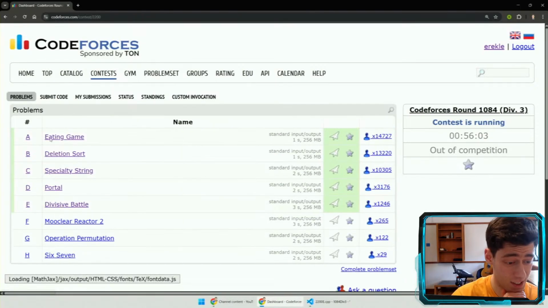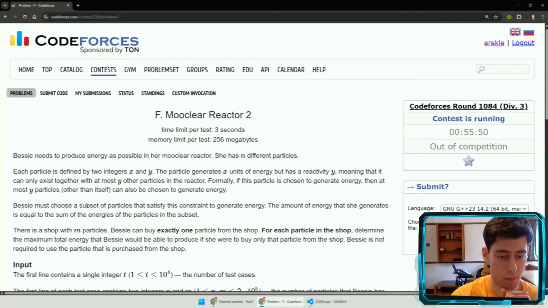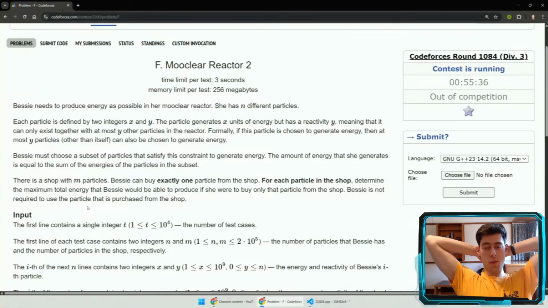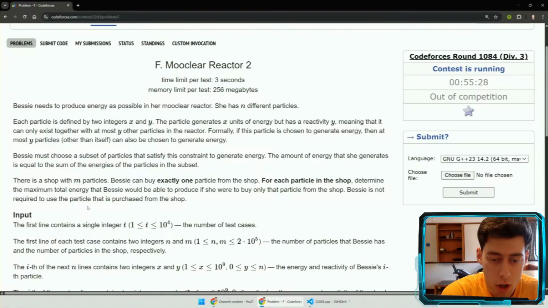I was instantly judged. Nuclear Reactor 2. Bessie needs to produce as much energy as possible in her nuclear reactor. She has n different particles. Each particle is defined by two integers x and y. The particle generates x units of energy but has a reactivity y, meaning that it can only exist together with at most y other particles in the reactor. Formally, if this particle is chosen to generate energy, then at most y particles other than itself can also be chosen to generate energy.